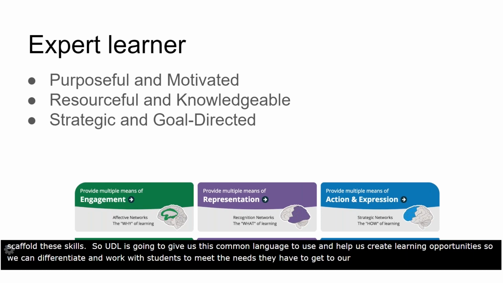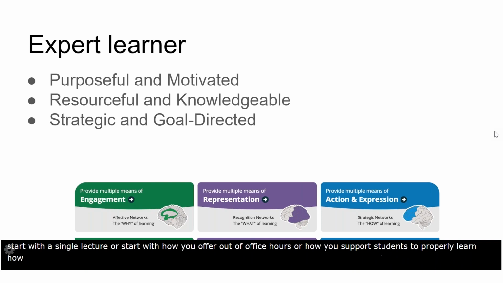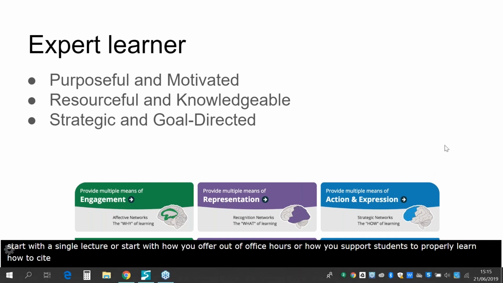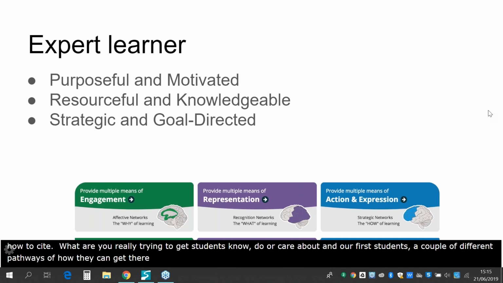Start small. Start with a single lecture, or maybe start with how you offer office hours, or how you support students to properly learn how to cite their research articles. Take something really small and think about what the high-level goal or skill is. What are you really trying to get students to know, do, or care about? And then offer students a couple of different pathways for how they can get there. And I'm telling you, the changes that you make will likely be very small. Recently, I just started adding sentence starters into my online discussion course, and the quality of responses dramatically changed.